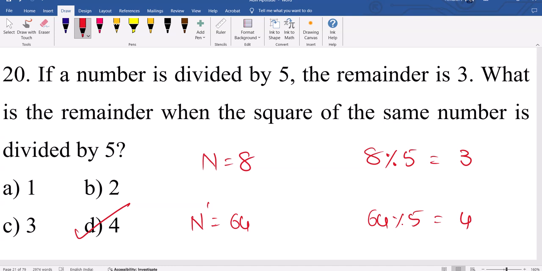Why only 8, sir? You take any number, but make sure when it's divided by 5, remainder is 3. I'll take 13, sir. Good, sir. No problem. You take 13 also. 13 divided by 5, remainder is 3. Okay, now 13 square, 169. 169 divided by 5 also, remainder 4 only will come. That won't change. Answer will remain same. Square of the number.